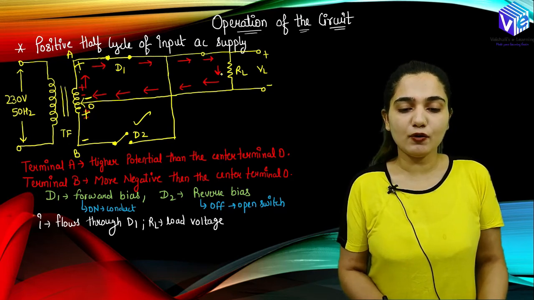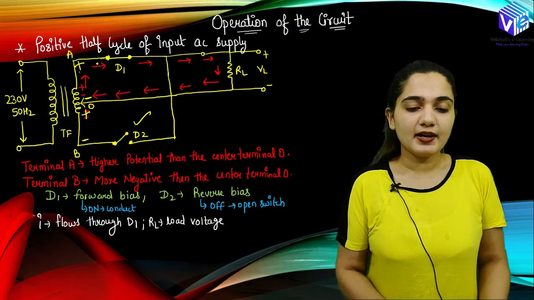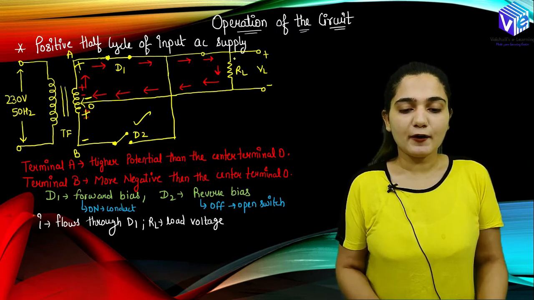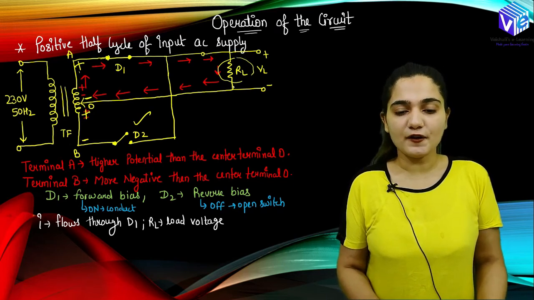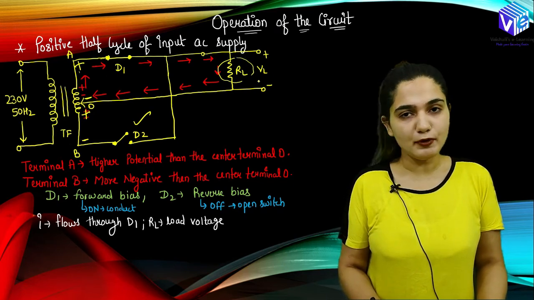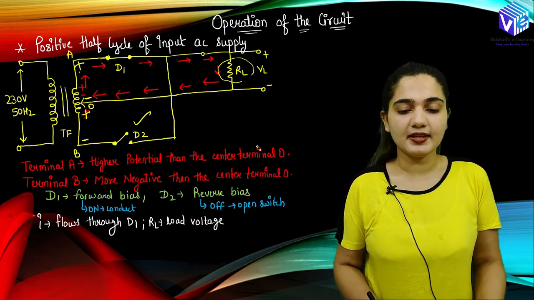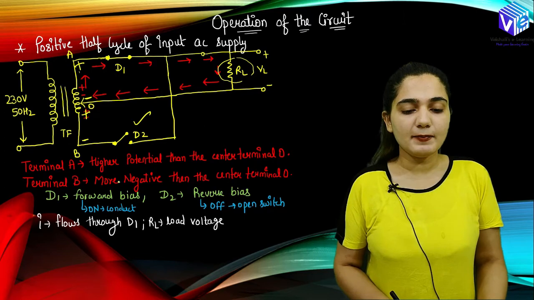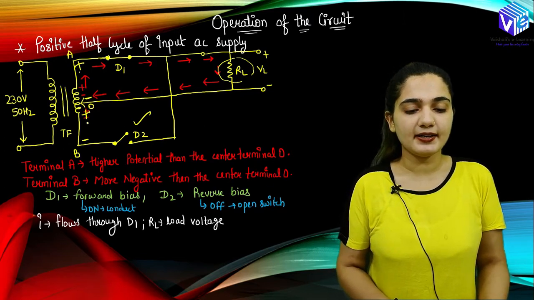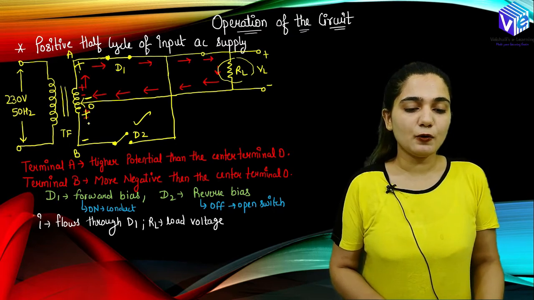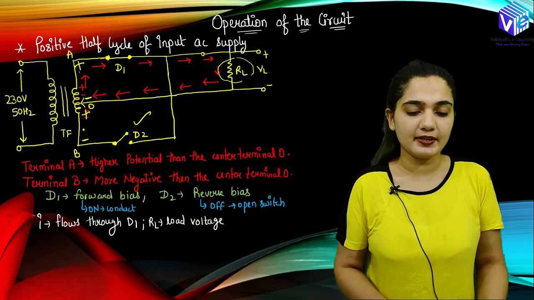So now here due to this plus minus voltage, I will be having some current flow. So current will flow in this manner, right? So here when the current is flowing in this manner, across RL I will be having some current. So when the current flows across the resistor, it will be generating some load voltage. So the terminal A is at higher potential than the center terminal O. Terminal B is more negative than the center terminal O, right? So terminal B is at negative potential and terminal O is at positive potential, right? If we compare terminal B and terminal O.